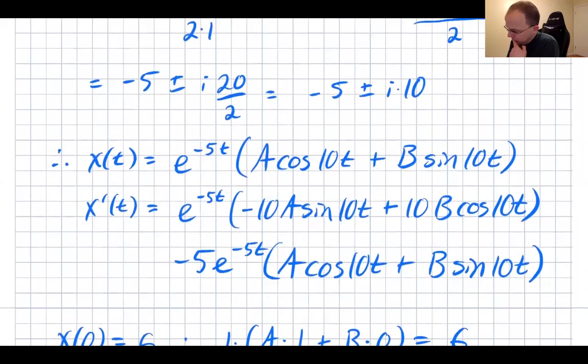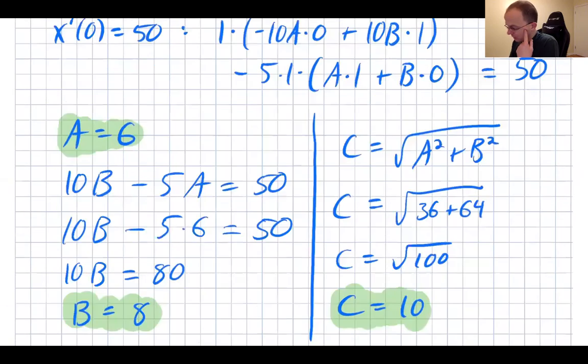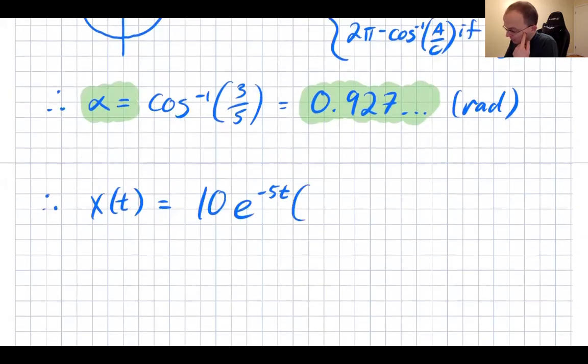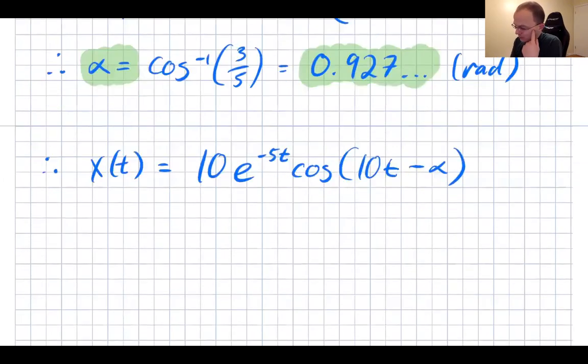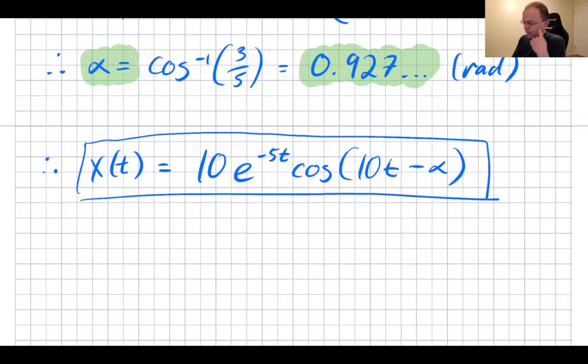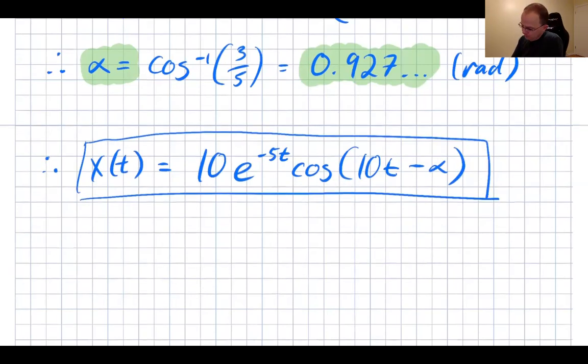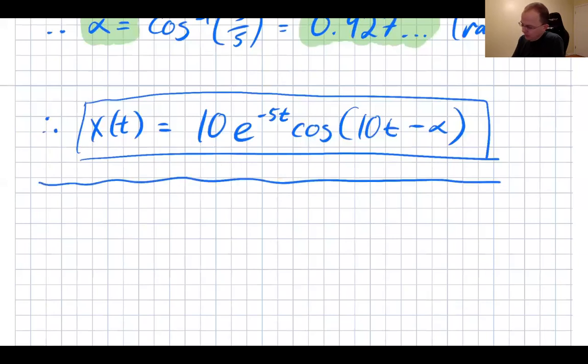Yeah, so we'll have e to the negative 5t, and then this stuff will become 10 times cosine of 10t minus alpha. Okay, so that'll be cosine of 10t minus alpha, where alpha is given by that value there. So that is our solution for the damped motion. Okay, so now let's do the undamped motion.